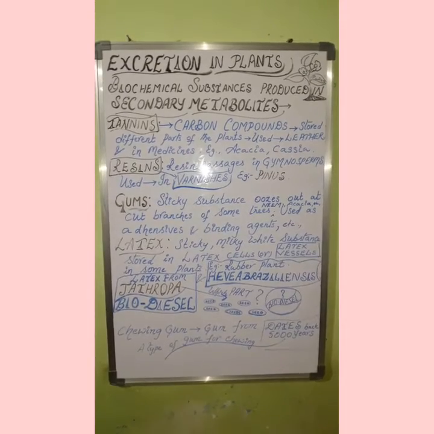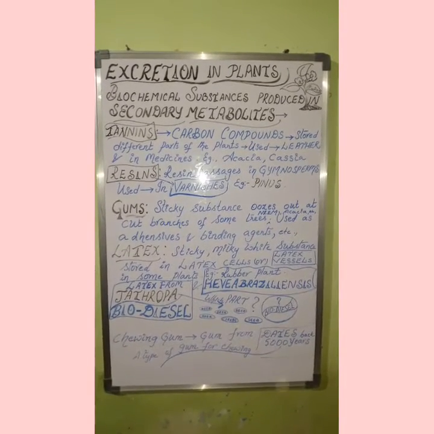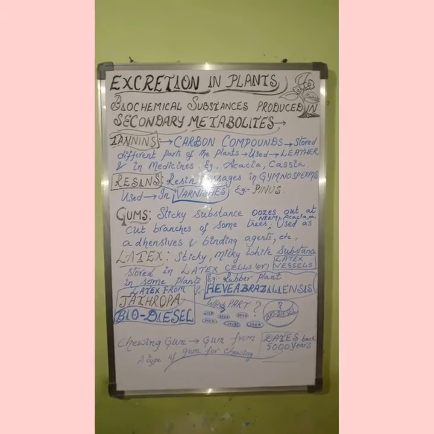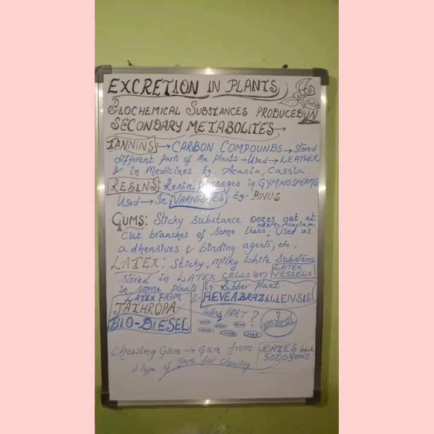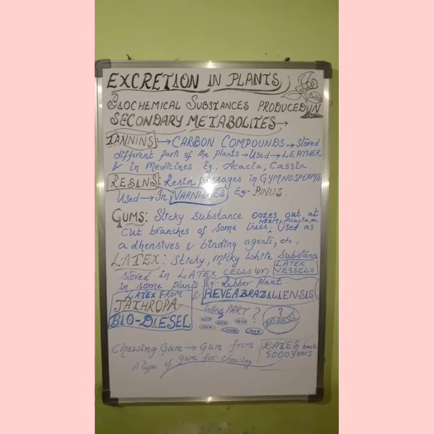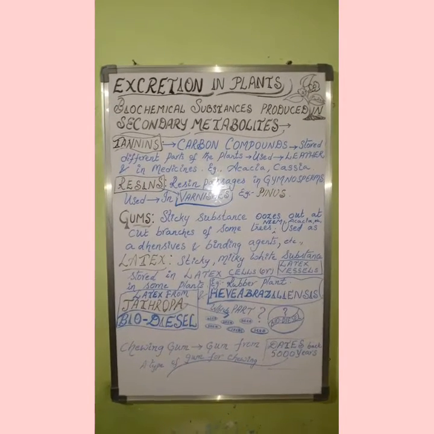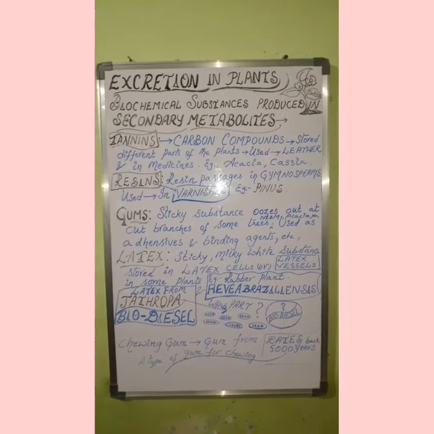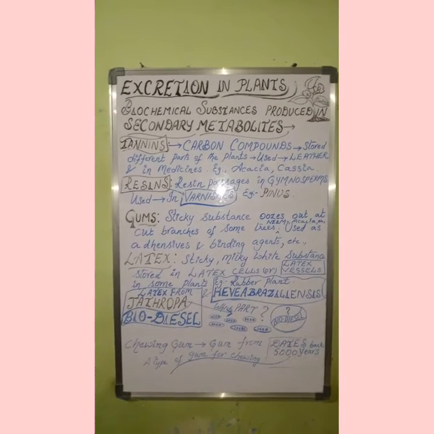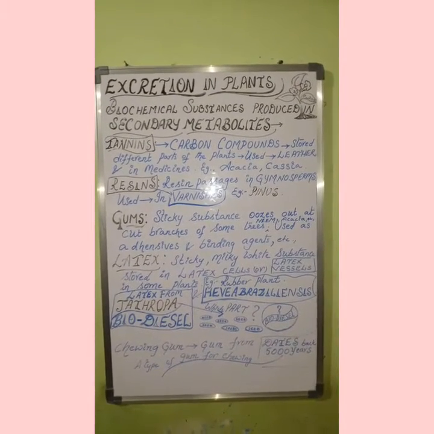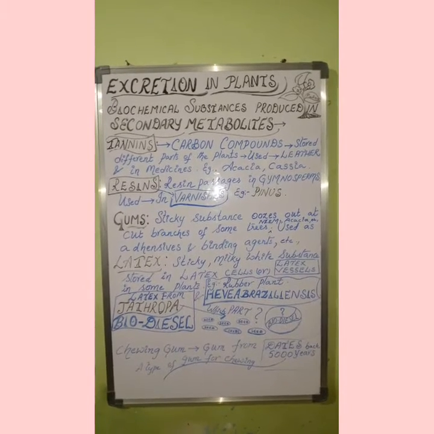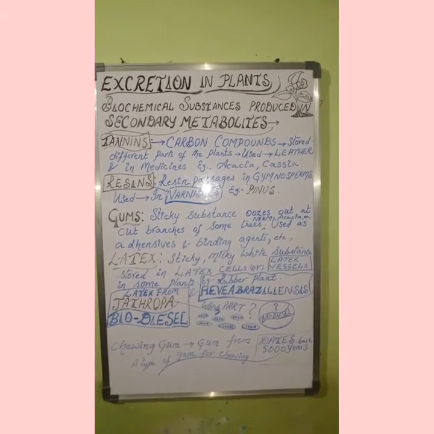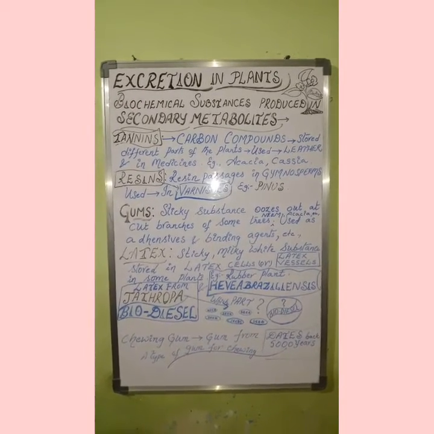Let's quickly sum up. Biochemical substances produced in plants are broadly distinguished into two types: primary metabolites and secondary metabolites. Primary metabolites are carbohydrates, proteins and fats. Secondary metabolites are the substances which are not much required for normal growth and development. Example, alkaloids, tannins, resins, gums and latex, etc.